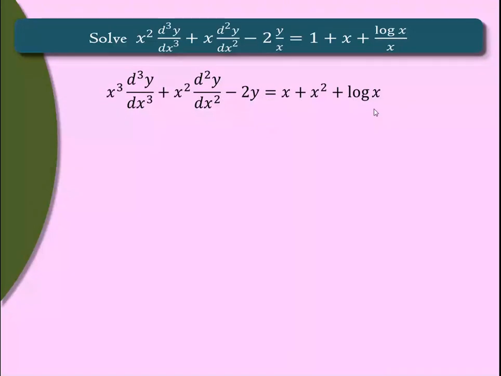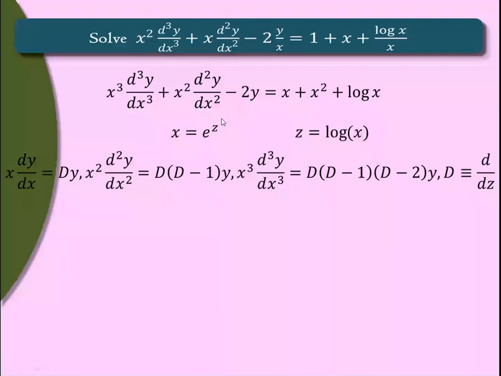And for Cauchy's, the substitution is x equal to e raised to z. And in that case, z will be log x. And then do the substitution in terms of derivatives. Three derivatives there up to third term. So take the terms up to third derivative. x dy by dx becomes d y. x square d square y by dx square becomes d into d minus 1 y. x cube d cube y by dx cube becomes d into d minus 1 into d minus 2 y.